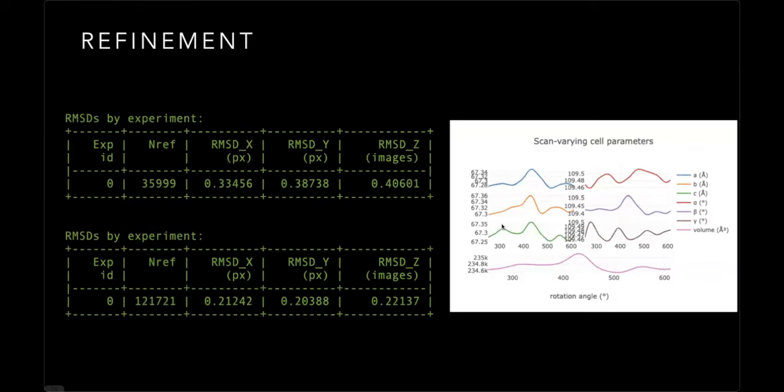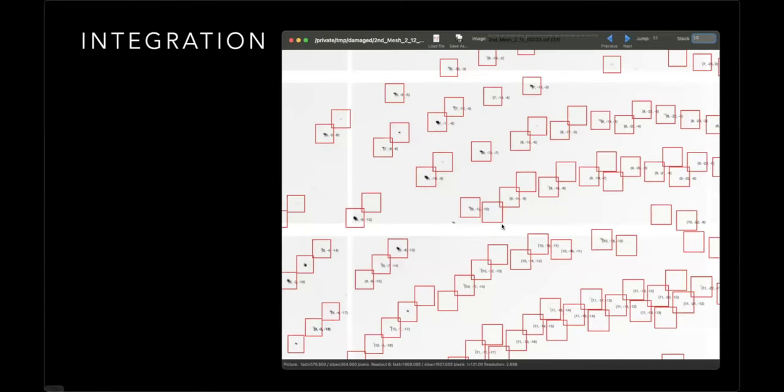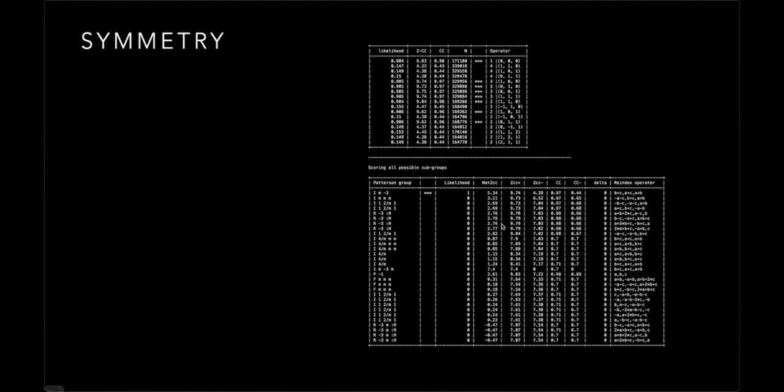Refinement: all we're trying to do basically is adjust things like the cell parameters and the crystal orientation to better match the spots that we observe on the images with where we calculate the spots to be. This is just expressed in terms of minimizing the RMS deviations. As you can see here, the numbers in all three columns became measurably smaller. Integration is basically taking the output of the refinement, using that to calculate where the spots are and project them onto the detector, and to go in and do some measurement.